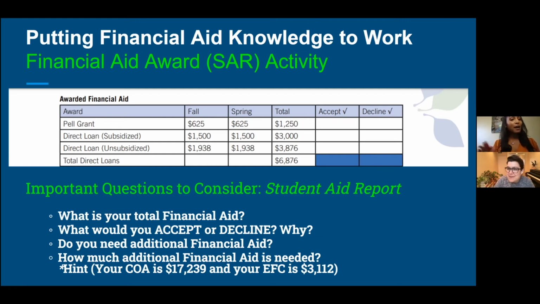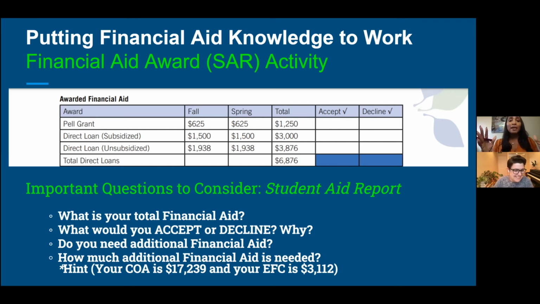Yep. You got it. So how much financial aid this college is giving you includes the grant and the loan, both subsidized and unsubsidized. I'm doing my calculator here because I feel like they're trying to trick me a little bit with the total direct loans. So I added $6,876 plus $1,250 for the Pell Grant for a total of $8,126. Is that correct? You got it.